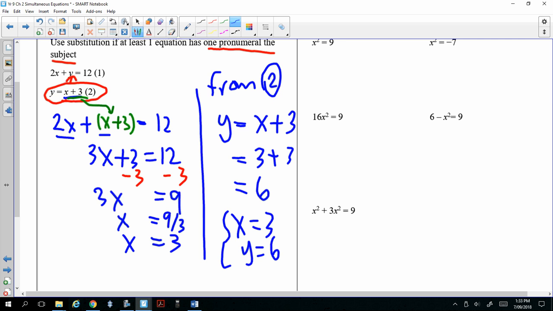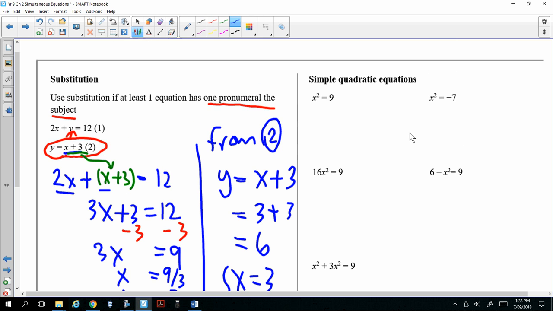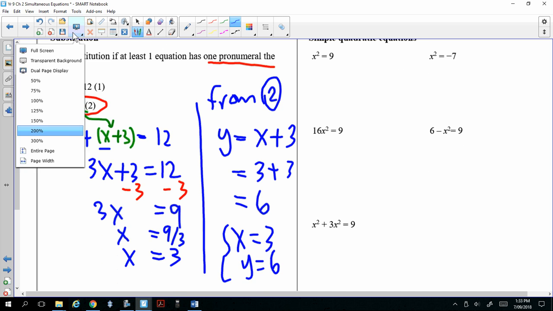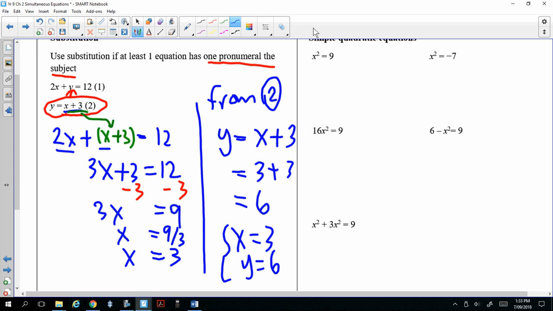Okay, let's look at simple quadratic equations. We're going to study more quadratic equations in chapter 10, so it's very important that you know how to do it. Okay, all ready? Next column. All right, what should we do next? x squared equal to 9.